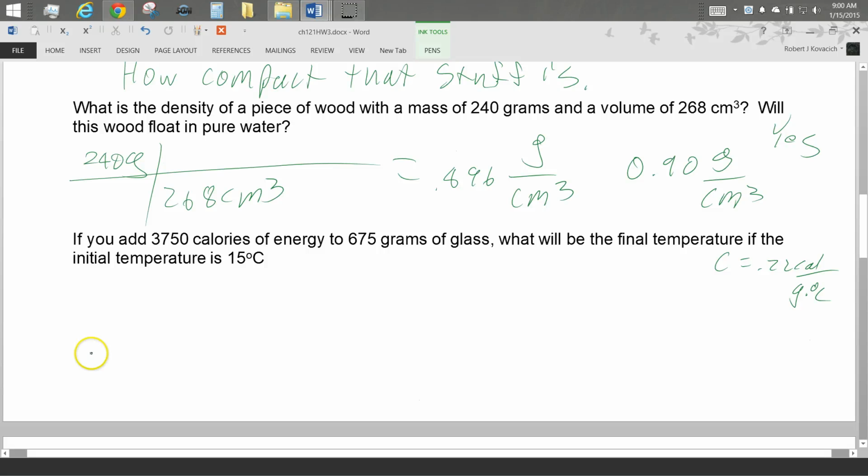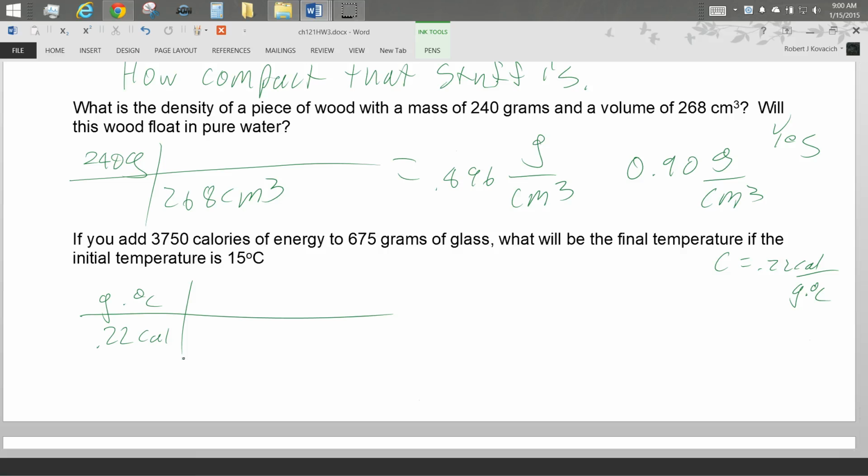So I'm going to put 0.22 calories per gram degree C. In the bottom. I put the 0.22 in the bottom. How come? Because you need a temperature unit. I need a temperature unit, and the temperature unit I'm going to use is that one right there. And now the temperature unit is where I want it. It's in the numerator. So now that I have this 0.22 in the denominator with these 3 units, what do I need to do with the units?